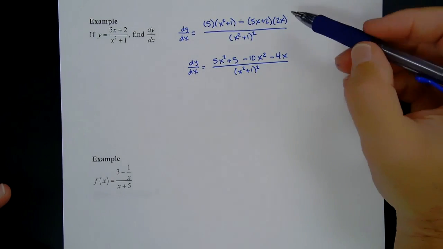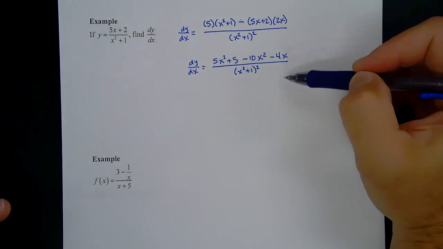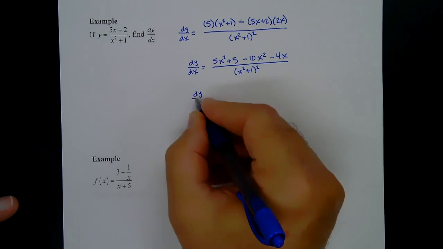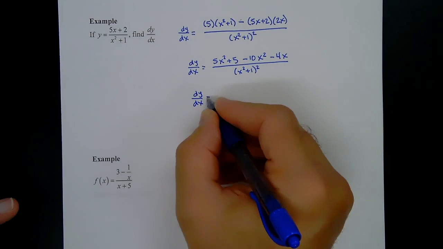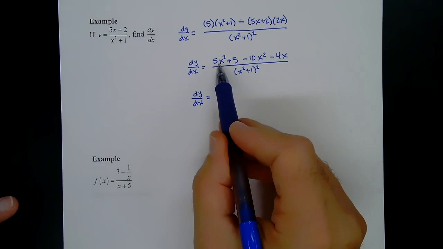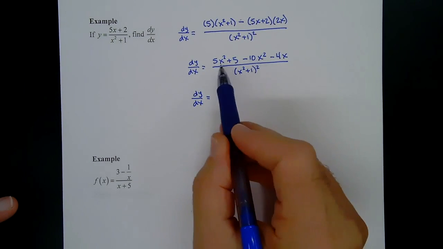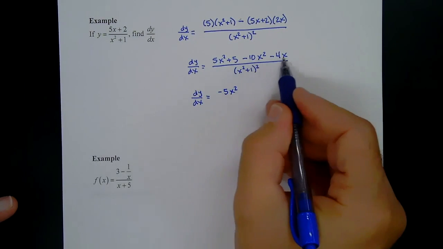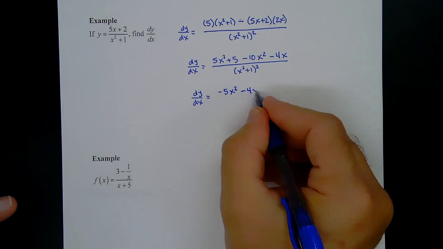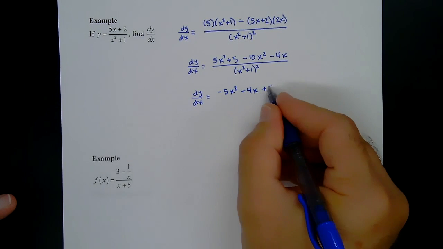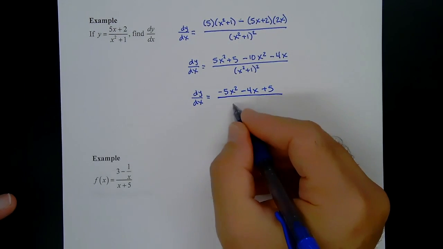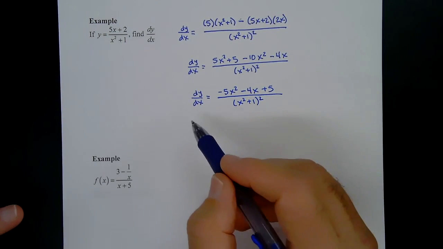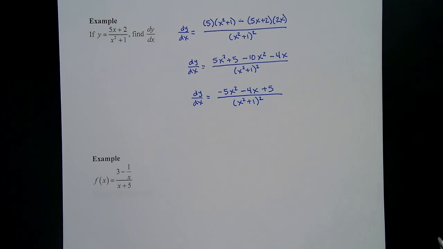And I should have said this. This is the derivative right here. From here on, it's just cleaning it up using algebra. So then dy over dx is equal to, so this 5x squared minus the 10x squared makes negative 5x squared. And then we have minus the 4x. And then plus the 5. All over, and this is x squared plus 1 squared. And that's the derivative. That's as far as you can go, okay?